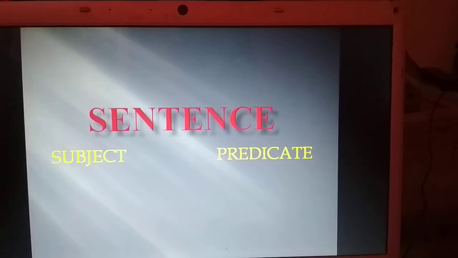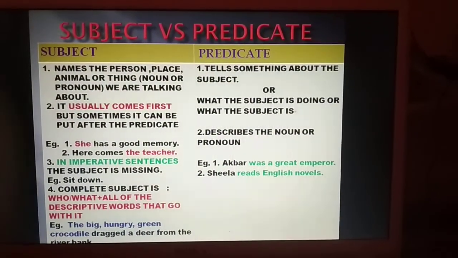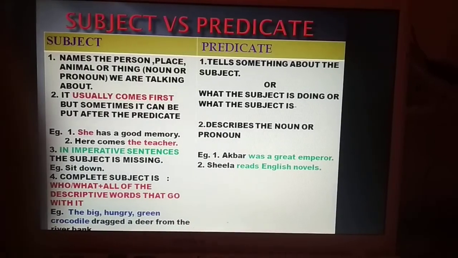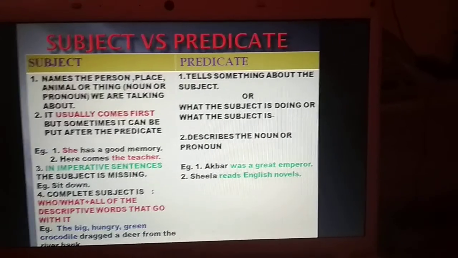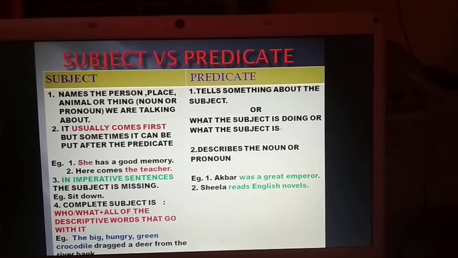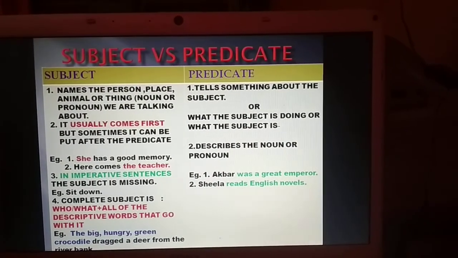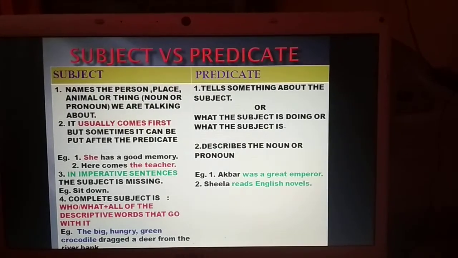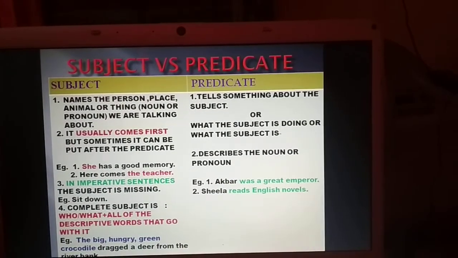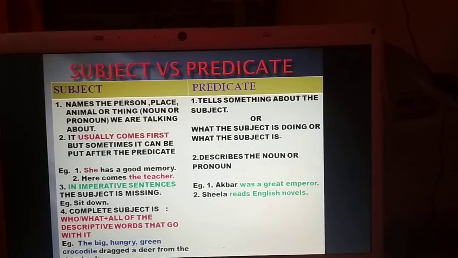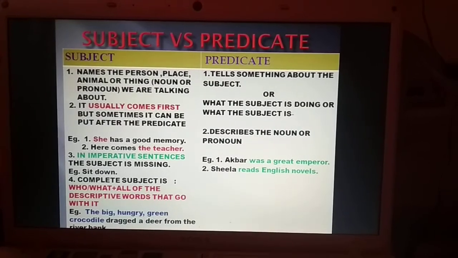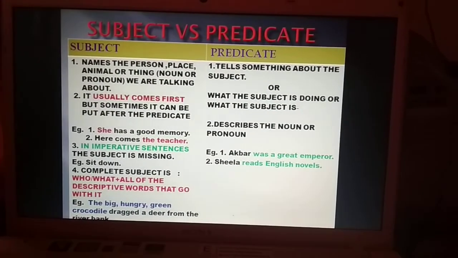So I have made a chart for you so that it would be easy for you to understand what is a subject and what is a predicate. Fine. So in the category of subject, basically the subject is that part of a sentence which names the person, place, animal or thing we are talking about, and the predicate tells us something about the subject, or we can say that it tells us what the subject is doing or what the subject is. Fine. Or basically it describes the noun or pronoun.